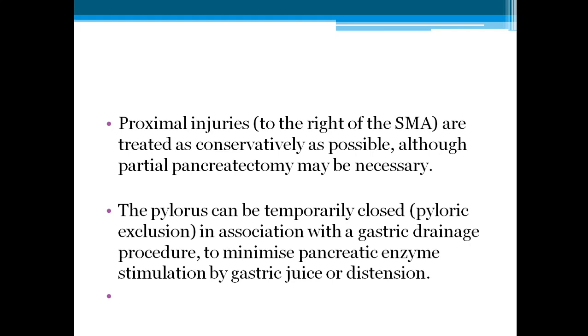Whereas proximal injuries to the right of the SMA are treated as conservatively as possible, sometimes we may need a partial pancreatectomy. In order to minimize the pancreatic enzyme stimulation by the gastric juice or distension, you know, the pancreatic enzymes are autolytic. So to prevent the gastric juice from stimulating the pancreas, you need a pyloric exclusion procedure in some situations. The pylorus can be temporarily closed in association with a gastric drainage procedure like a GJ, a gastrojejunostomy.